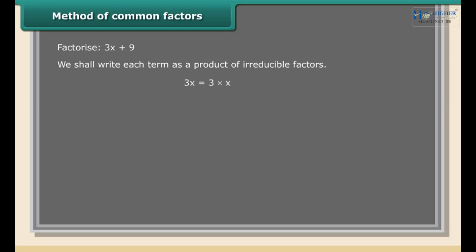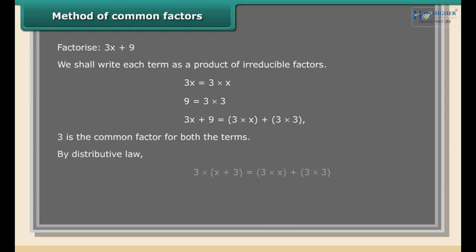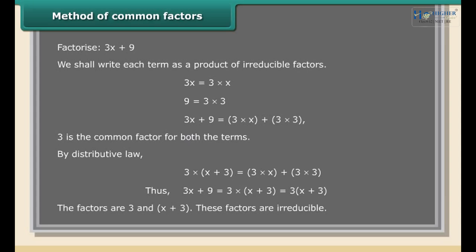Method of common factors. Factorize 3x + 9. We shall write each term as a product of irreducible factors. 3x is equal to 3 × x. 9 is equal to 3 × 3. 3x + 9 is equal to 3 × x + 3 × 3. 3 is the common factor for both the terms. By distributive law, 3(x + 3) is equal to 3 × x + 3 × 3. Thus, 3x + 9 is equal to 3(x + 3). The factors are 3 and x + 3.